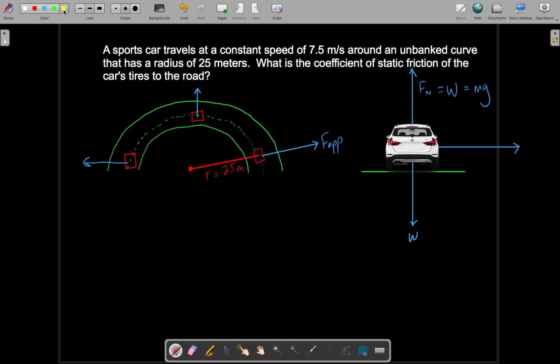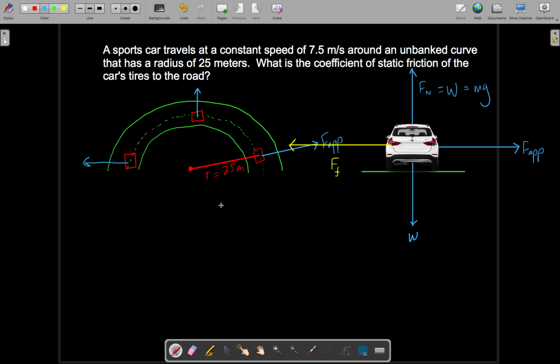There is another force that is acting on this car, and it's the force that goes in the opposite direction of the applied force, just like this. And this particular force is known as the frictional force. So the symbol for frictional force is capital F sub F, just like that. And it goes in the opposite direction of the applied force.